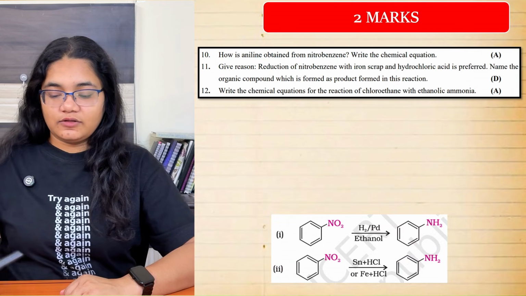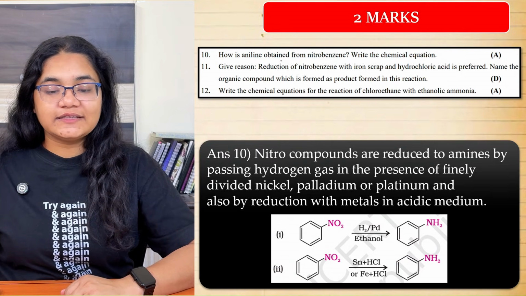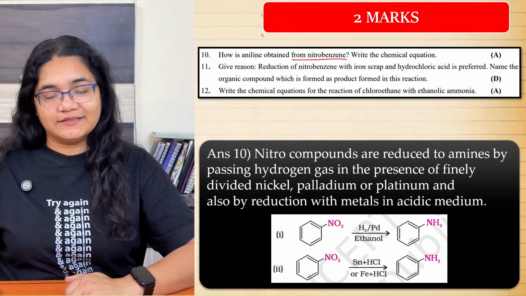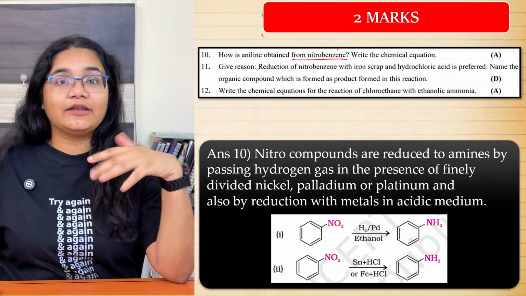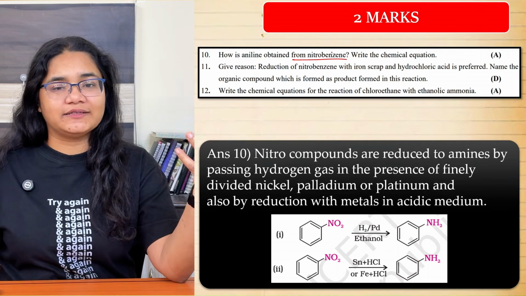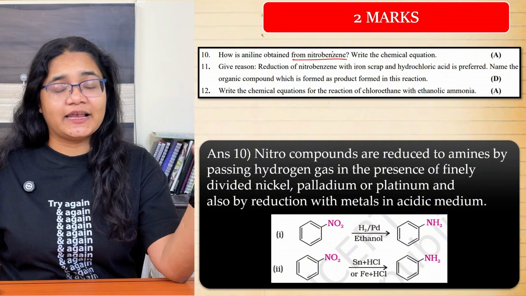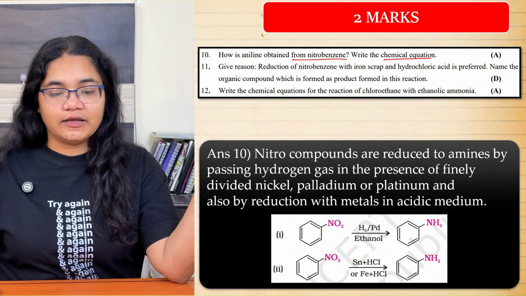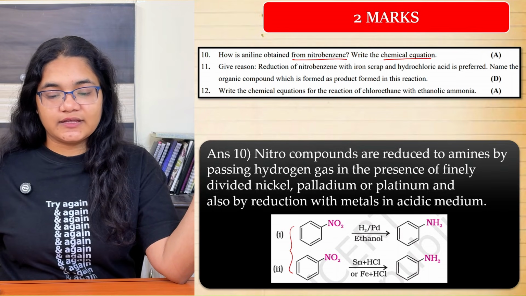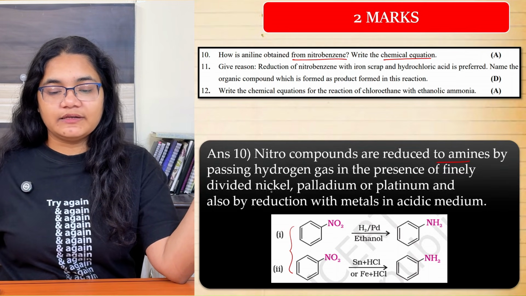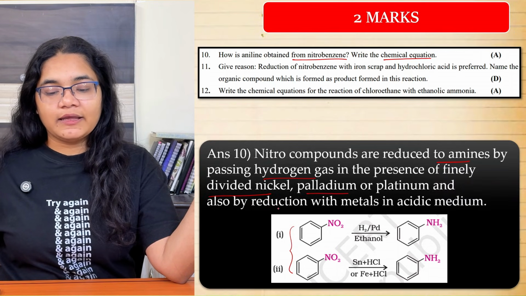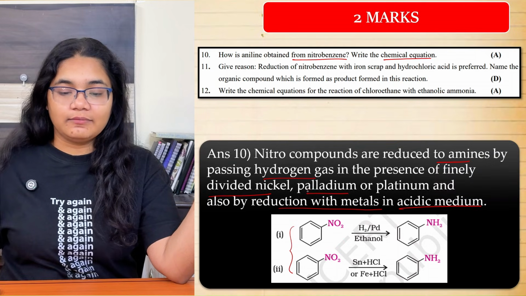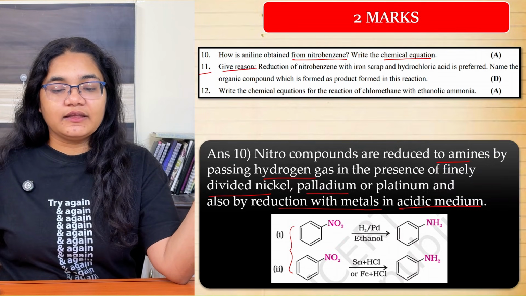Now let's see the 10th question here. How is aniline obtained from nitrobenzene? Okay, aniline from nitrobenzene. So if you just reduce nitrobenzene with Fe/HCl, Sn/HCl or hydrogen/palladium, you will get aniline. Next, write the chemical equation. So you can see this reaction is there. Nitro compounds are reduced to amines by passing hydrogen gas in the presence of finely divided nickel or platinum, or by reaction with metals in acidic medium.